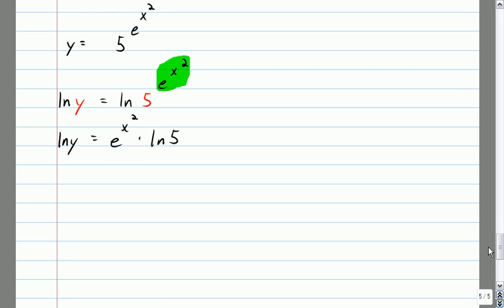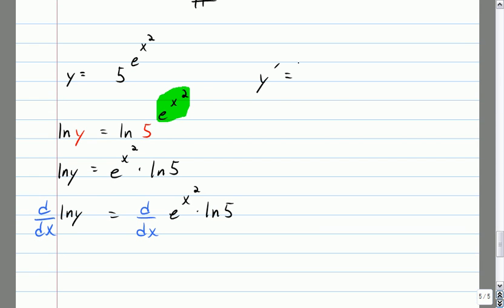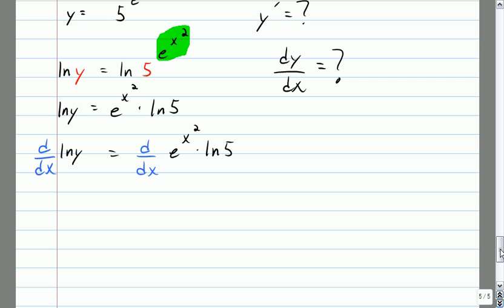Take the derivative of both sides. So d/dx of the natural log of y. Now, I'm taking the derivative of both sides because that's what the problem asked for. They said, what is y prime? I could have just as well said y prime equals question mark, or dy/dx equals question mark. They mean the same thing. So I'm searching for the derivative of y with respect to x. I'm searching for y prime.